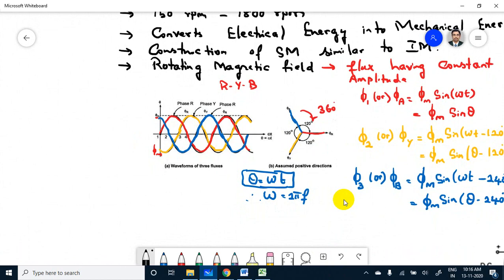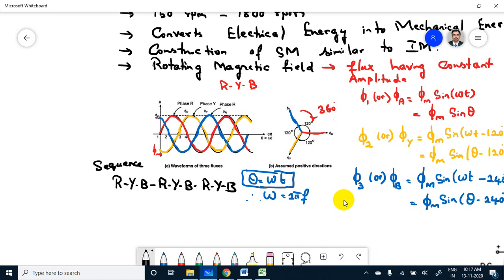The sequence which we are maintaining here should be R, Y, B. Again it should be R, Y, B. Okay, this is the sequence of the rotating magnetic field.